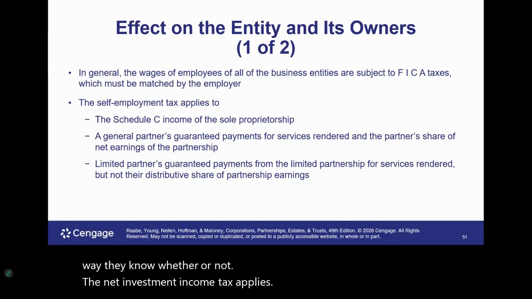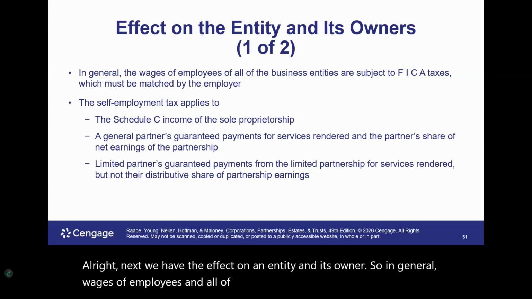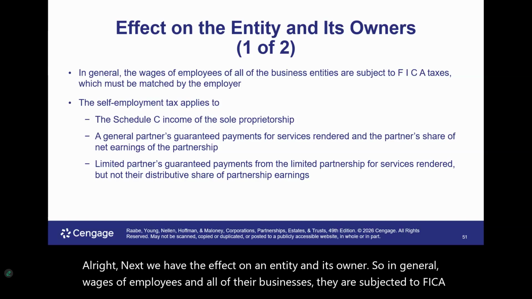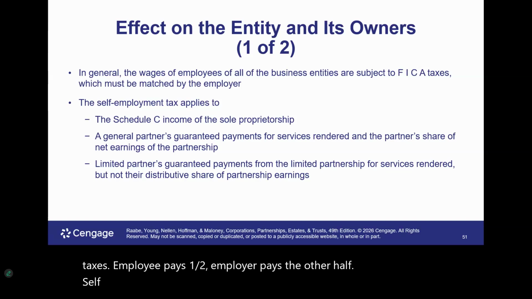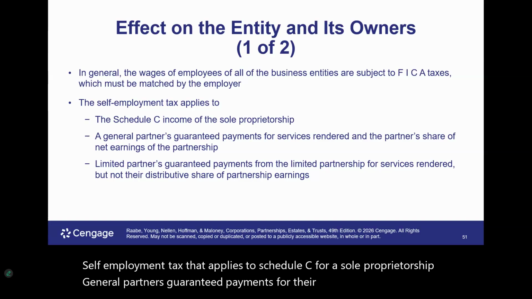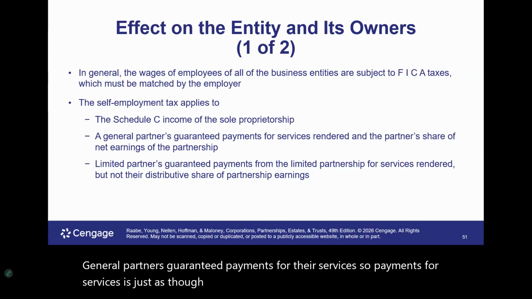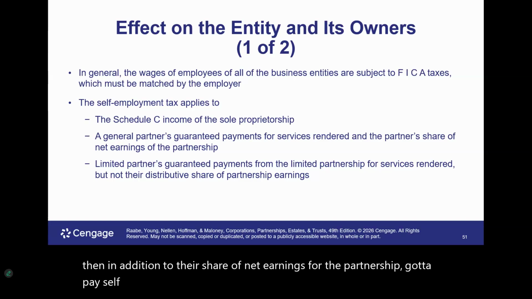All right. Next, we have the effect on an entity and its owner. So in general, wages of employees and all of their businesses are subjected to FICA taxes. Employee pays one half, employer pays the other half. Self-employment tax applies to Schedule C for a sole proprietorship. General partners' guaranteed payments for their services are just as though they work for the partnership pretty much. And then in addition to their share of net earnings for the partnership, they've got to pay self-employment taxes on that.